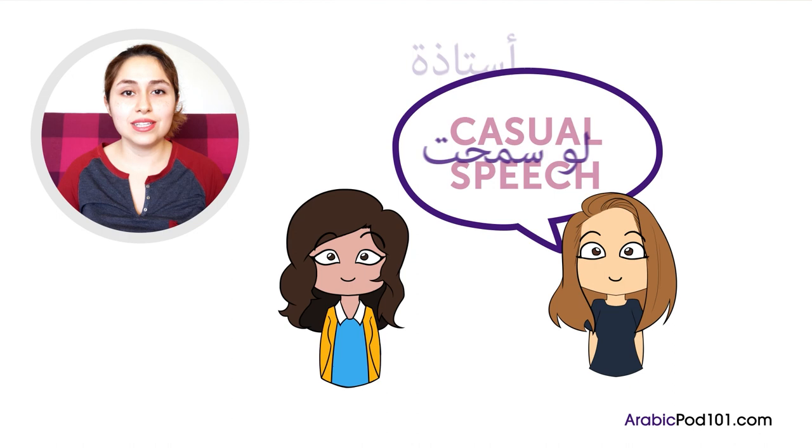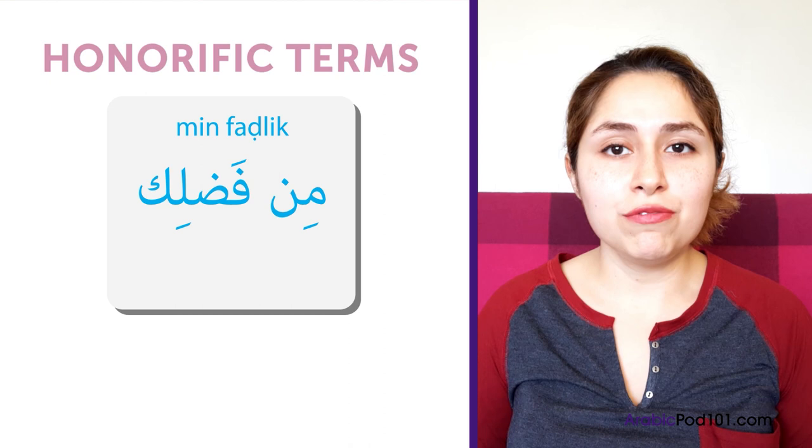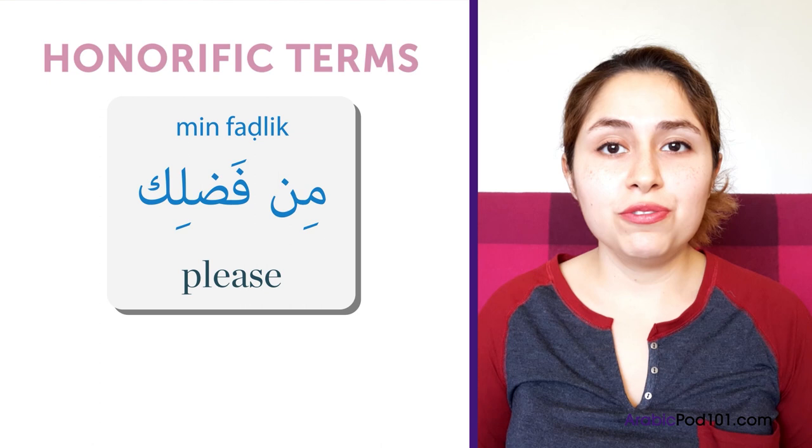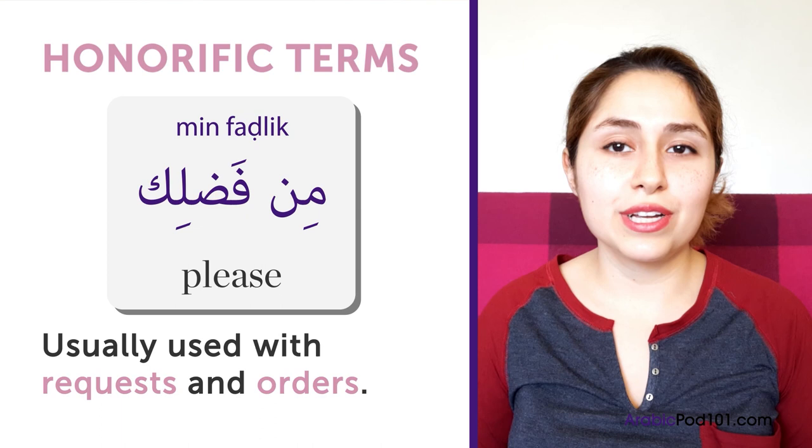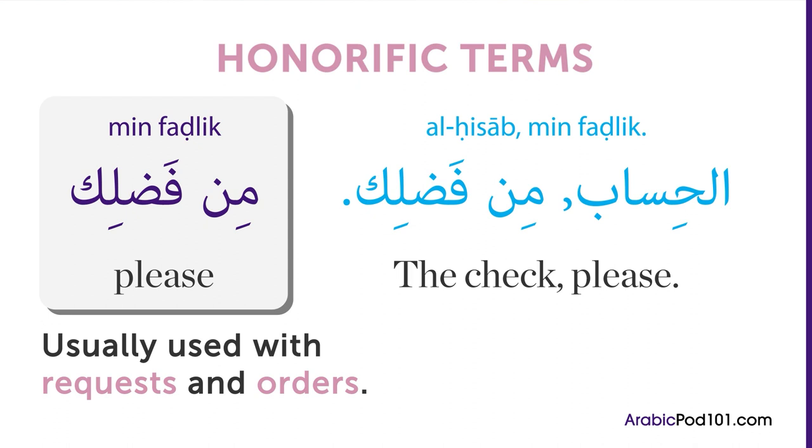First, let's start with honorific terms and see what they look like in action. The first one is min fadlik, meaning please. Min fadlik is usually used with requests and orders. Adding min fadlik to any request will make you sound more polite and people will take you more seriously. For instance, الحساب من فضلك. The check, please.